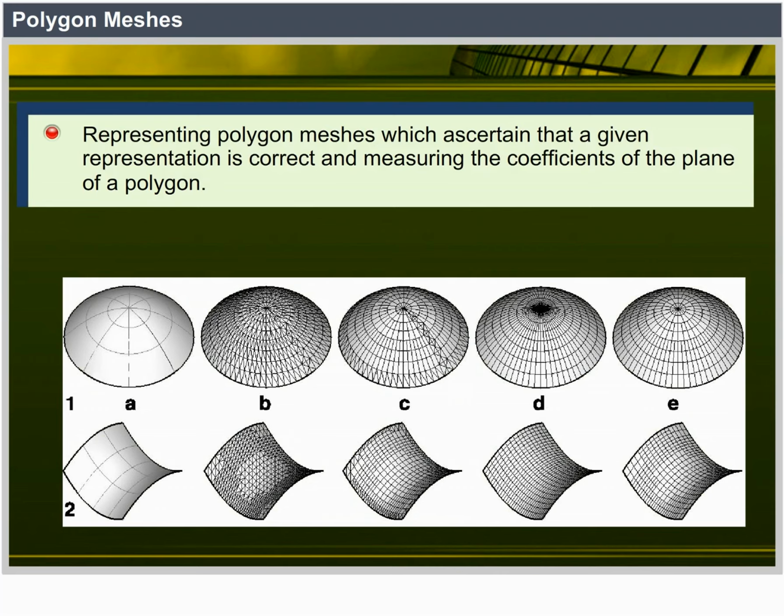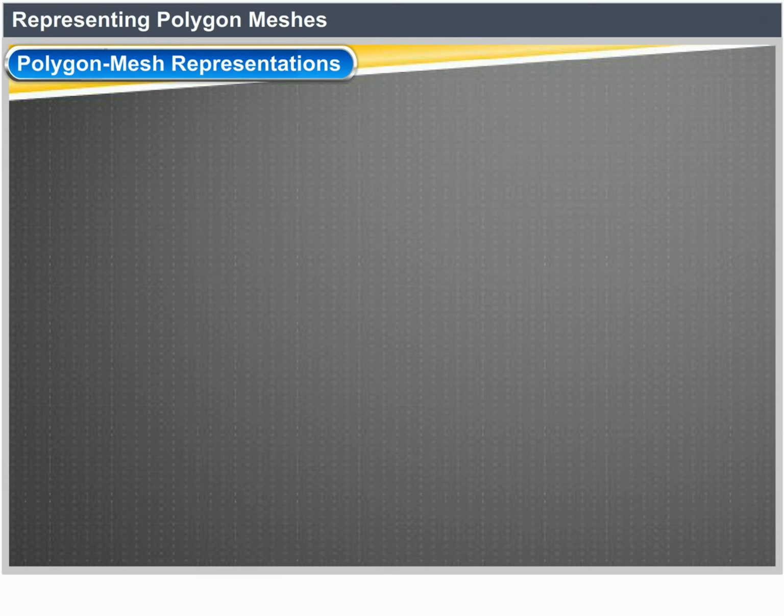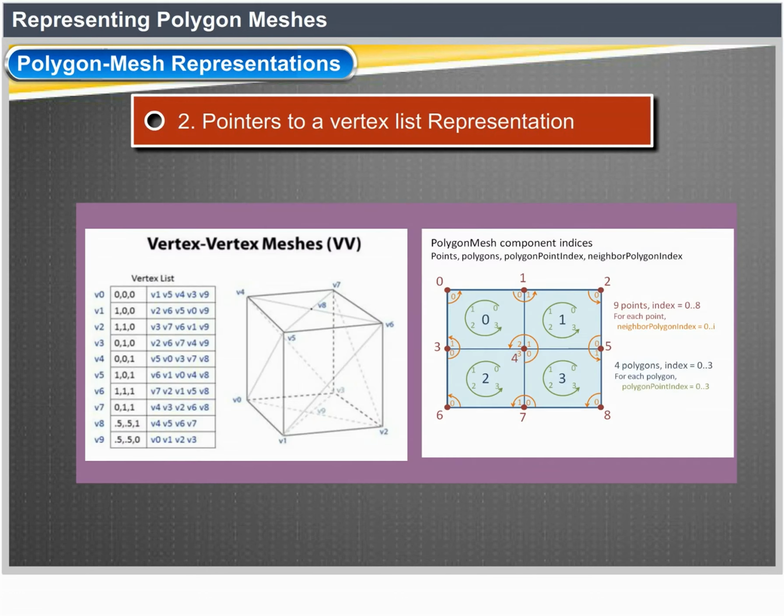Representing polygon meshes. Polygon mesh representations. 1. Explicit representation. 2. Pointers to a vertex list representation. 3. Pointers to an edge list representation.